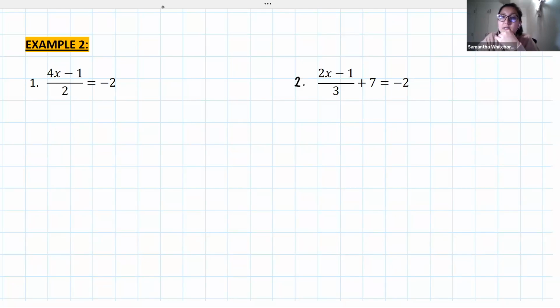Again, fractions, work slowly through it. Think about your inverse operations. And grade 8, again, once you have an answer, please check it.